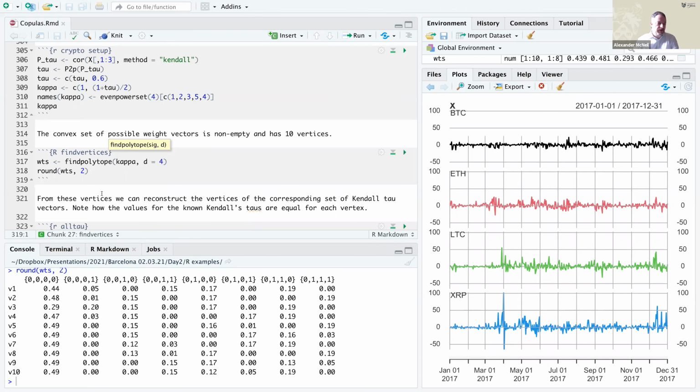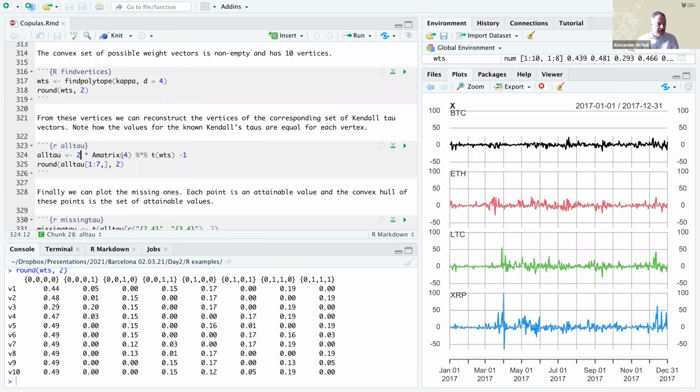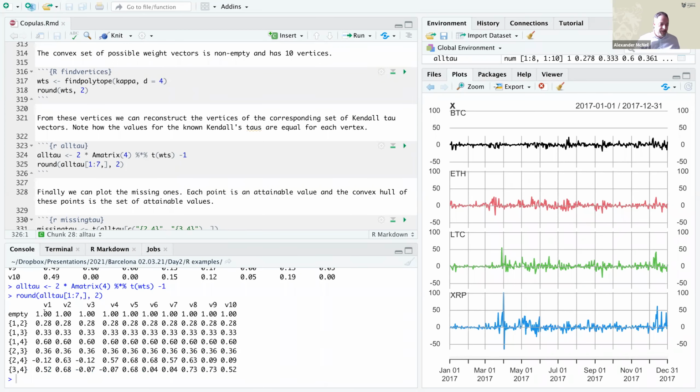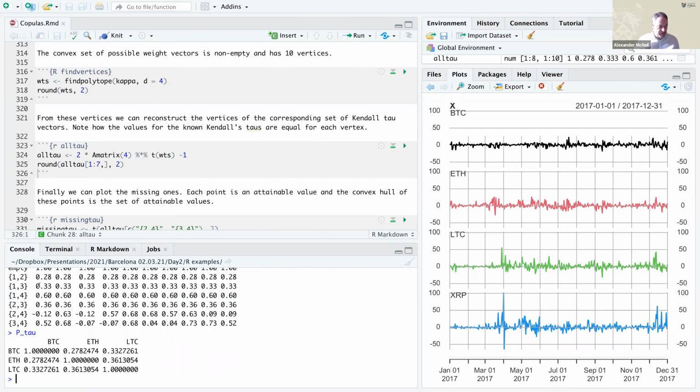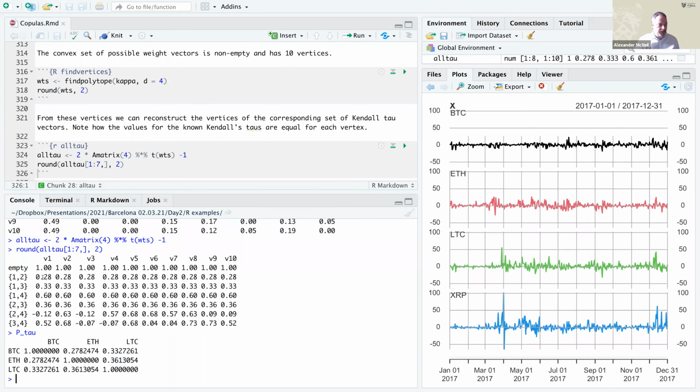And in fact, from these vertices here, the next thing I'm going to do is take these vertices and translate them into Kendall's tau vectors. So I think I just do this and show you. What you can see here is that each of these vertices gives me the value that I want for 1, 2. It always gives me 0.28. Remember, I'm trying to get this matrix here. So the numbers have been rounded, but I want 0.28 there. I want 0.33 there. I want 0.36 there. And so you can see that I have what I want, 0.28, 0.33, 0.6, which is what the expert said, 0.36, which is this one.